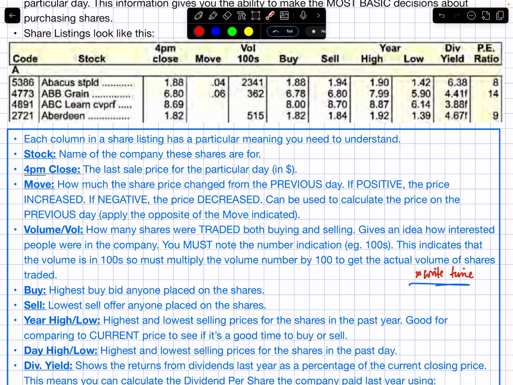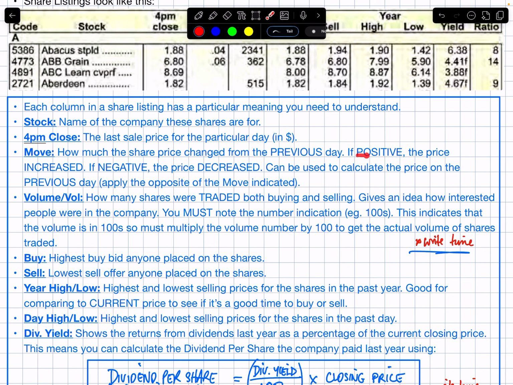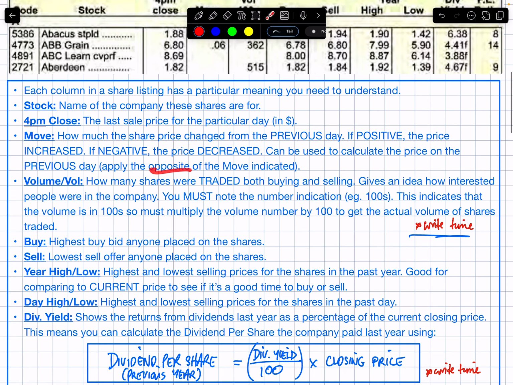So if you were asked a question to work out what price was it the previous day, well, you would do the opposite of the move. So right now it's $1.88 and it moved 4 cents positively from yesterday. So yesterday it must have been $1.84. Subtract or do the opposite of a positive move. So yeah, if positive, the move, the price increased. If negative for the move, the price decreased from yesterday, and can use it to calculate the price on the previous day. You just apply the opposite of the move indicated.